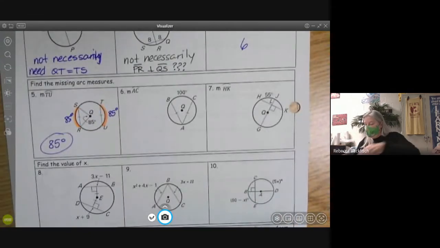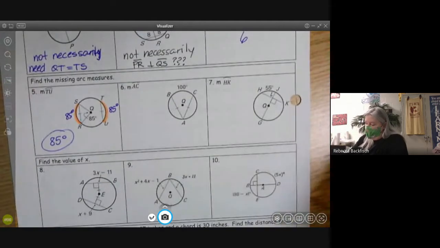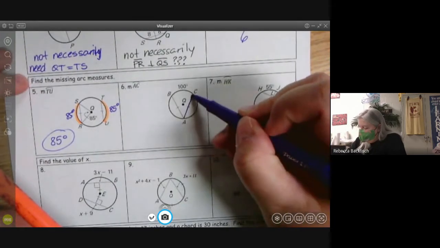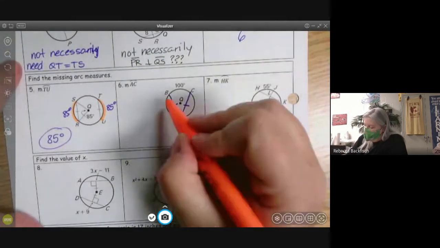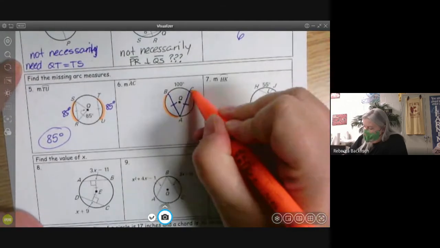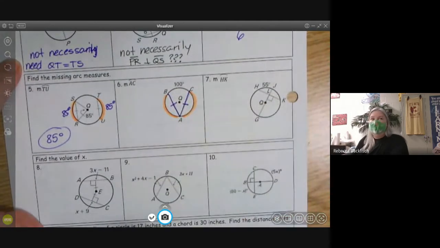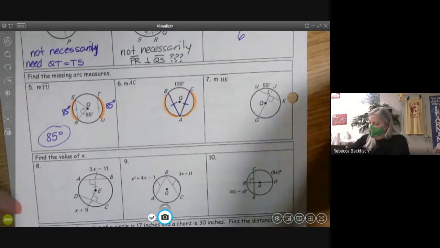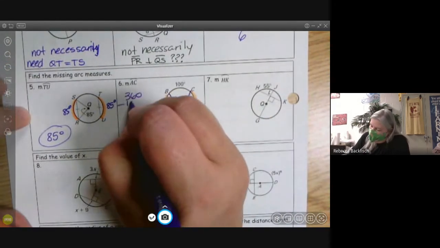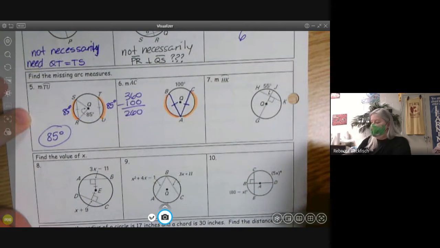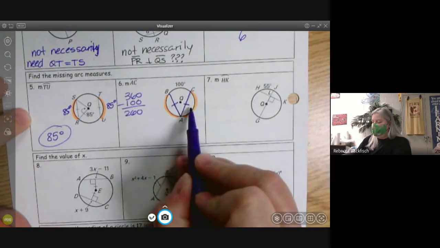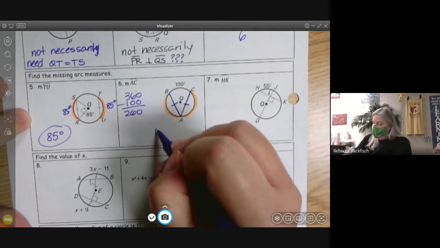It's 360 degrees. So what I know from knowing these two are congruent, I know that these two arcs, AB and AC, are congruent. So if I subtract 360 minus 100, I know that those two arcs have to add up to 260. So what would each one of them be? Good, half of that, 130. If these two together have to be 260, then 260 divided by 2 gives me 130 degrees.